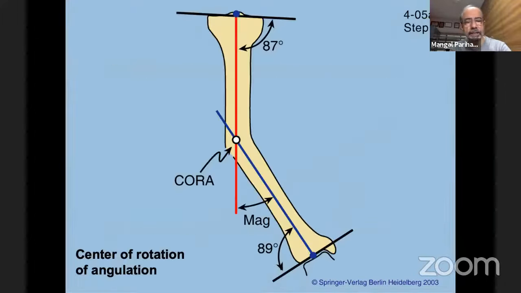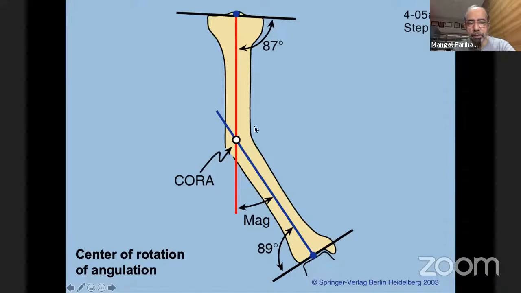So here is the simplest issue of a CORA, where you draw the mid-axial line for the tibia, you draw the mid-axial line for the distal tibia. Both these intersect at a point, which is called the CORA, and the acute angle between the two is called the magnitude. Now, if you do your osteotomy here and put in a nail, this deformity is going to be corrected. So that's the importance of doing the CORA.